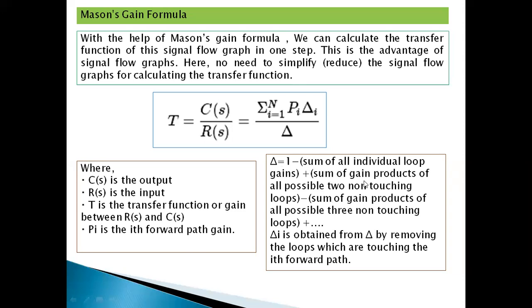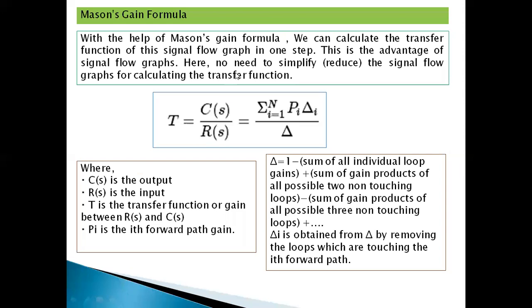Similarly, delta 2 also considers the loops which are not in contact with the second forward path. Again, in most cases that is also 0. Maybe in some cases 1 or 2 loops may not be in contact with that particular forward path. In that case, we have to substitute 1 minus the gains of those particular loops, L1 and L2. So like that we have to calculate delta 1 and delta 2.